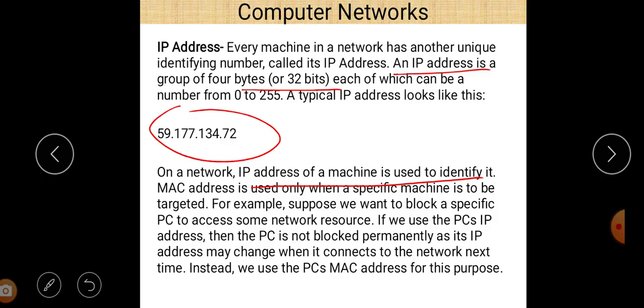MAC address, media access control, is a physical address. IP address is a logical address. The physical address, or MAC address, is given by the manufacturer of the NIC card, and the IP address is given by the Internet Service Provider, and it can be changed, but the MAC address cannot be changed. So these are the basic differences between MAC address and IP address.